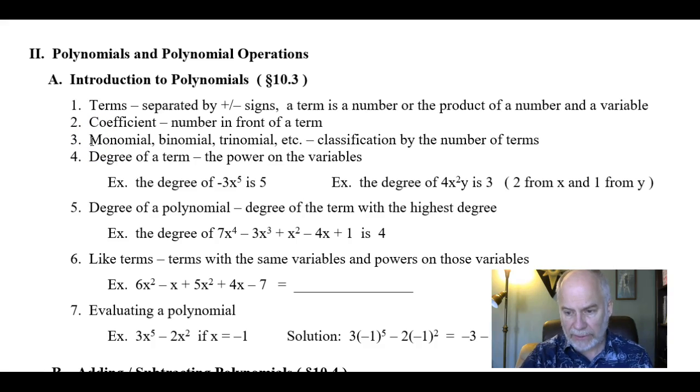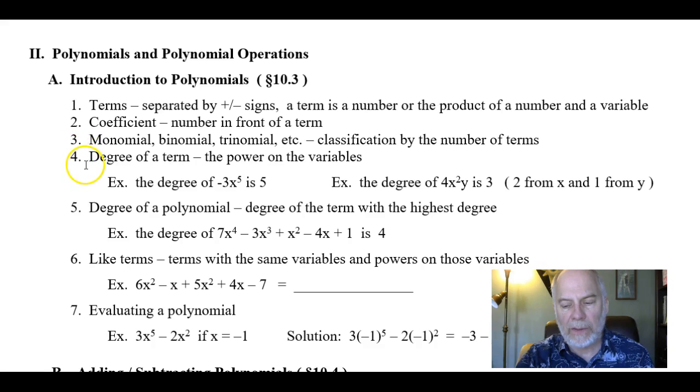Then we can classify a polynomial by the number of terms it has. So if it has just one term, it's a monomial. If it has 2 terms, it's a binomial. If it has 3 terms, it's a trinomial. And then after that, we just say 4-term polynomial, 5-term polynomial, etc. But that's how you can classify polynomials.